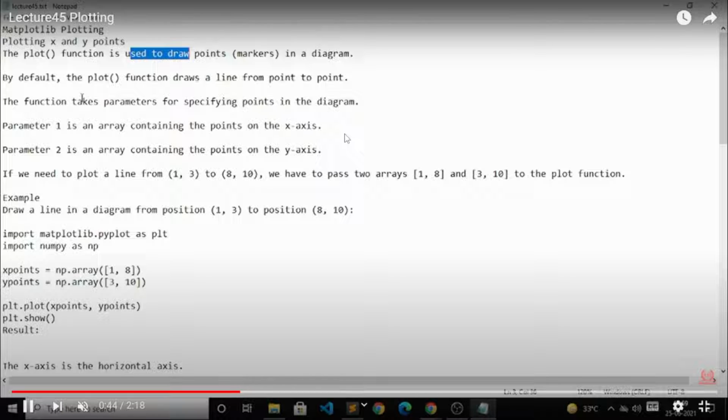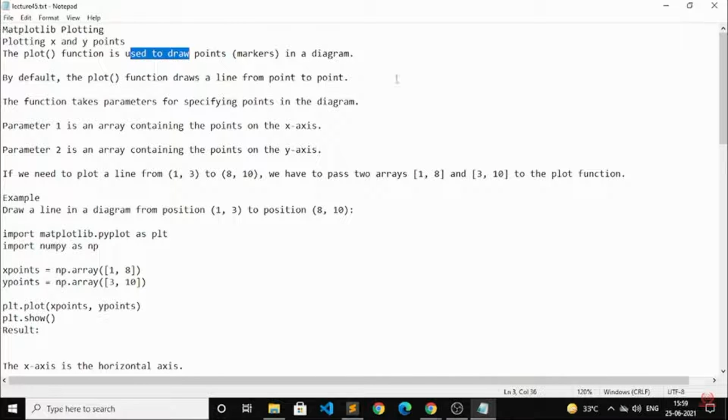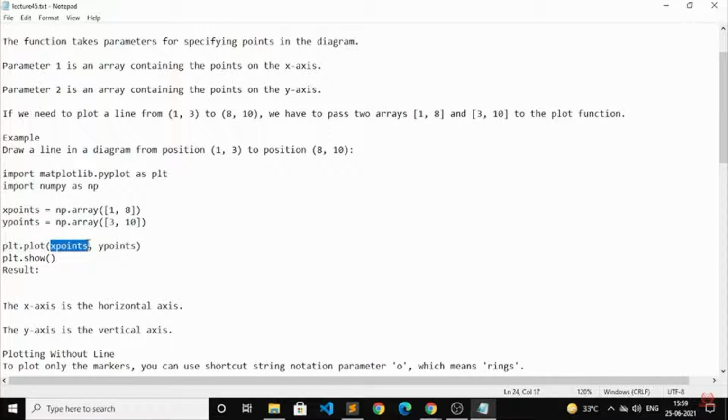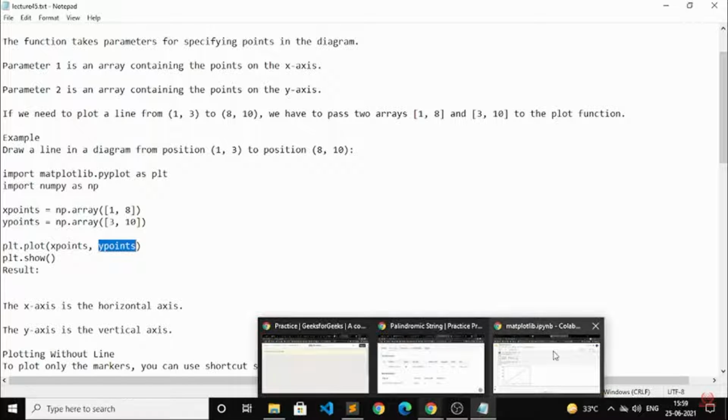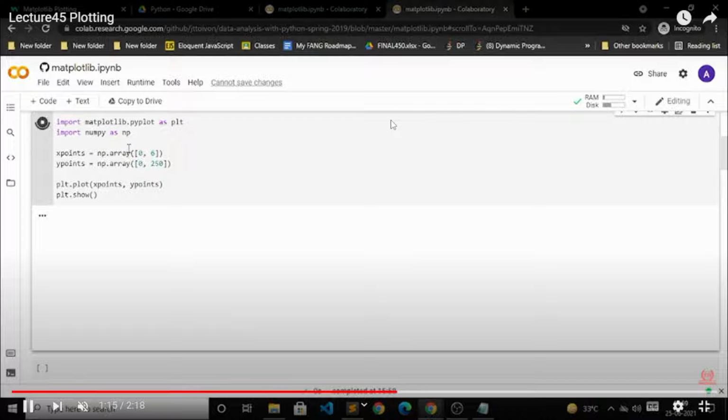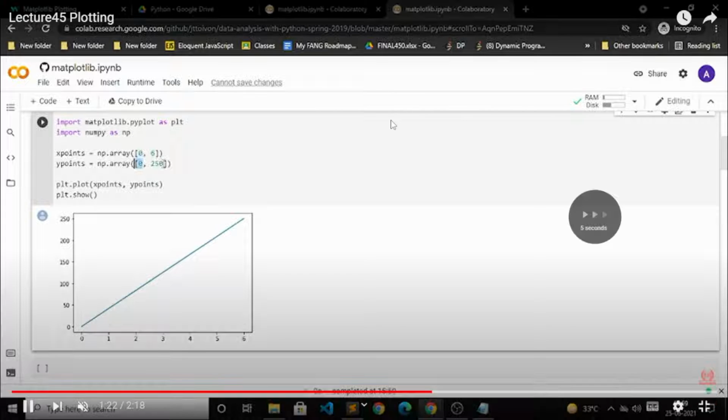By default, the plot function draws a line from point to point. So on screen you can see that I have to mention it like this: plt.plot(x points, y points). That is how you need to mention it. These are the terms you need to mention. Let me show you a few codes here, then you will be able to understand it.